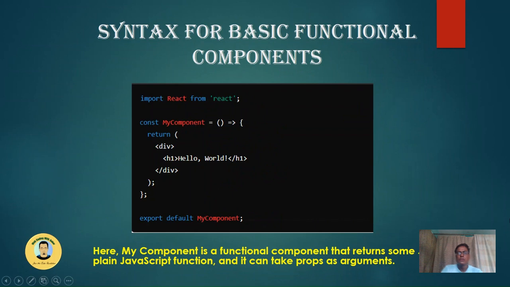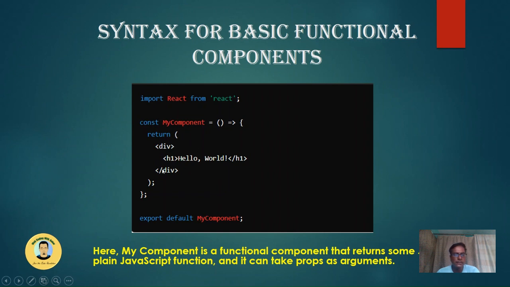Now you can see I am showing the basic syntax of a functional component, how a basic functional component is written in React.js. You can see that we have an import of React from React. In order to build a React component, we have to create an arrow function. In this example, I have created MyComponent with a fat arrow function. Inside this, you can find a return statement, which returns HTML code: a div containing a heading h1 with the text hello world.